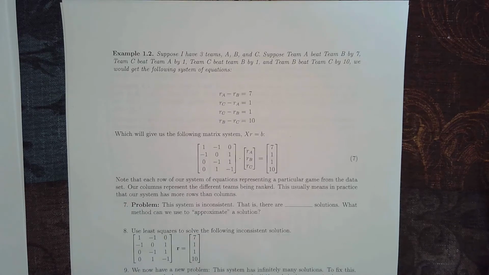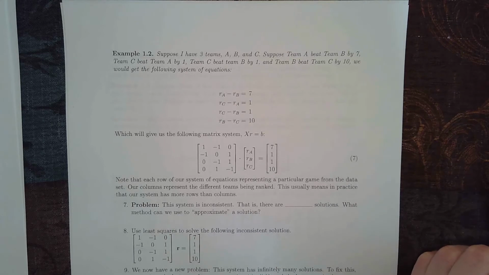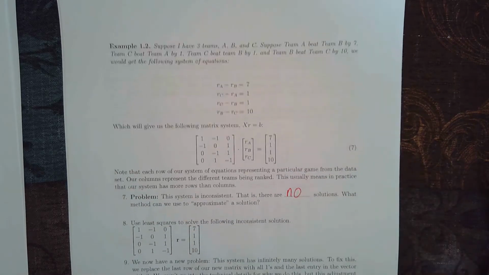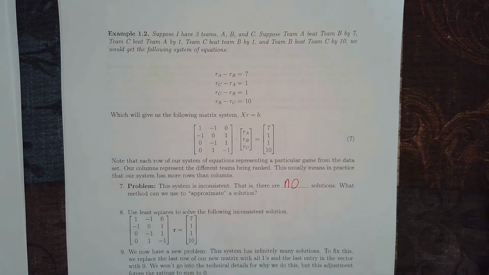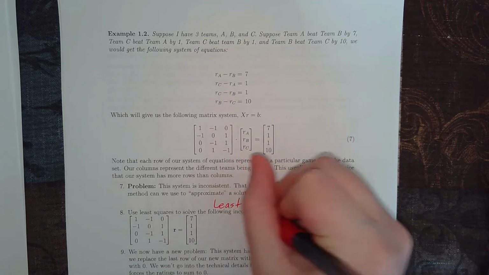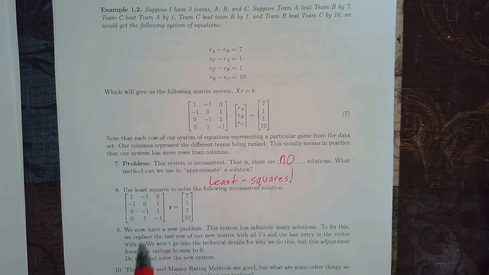So what you might notice is that when we look at this system of equations, typically what's going to happen here is because there are more games than we have number of teams, we're going to have more rows than columns. What happens is we get an inconsistent system where we have no solutions. And so if we don't actually have a solution, we want to get an approximate solution. And what did we say we can use to approximate a solution? That's right, least squares. So we want to use least squares in order to try to solve this system.